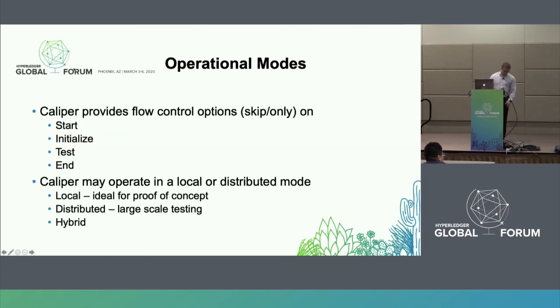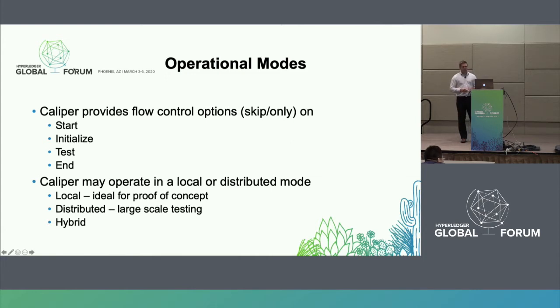So, operational modes. The default option for Caliper would be, say you use the CLI command, and it's essentially run the test. But if you want, you can break this down into phases. So Caliper would normally start up, it would initialize, so that would be standing up the network, deploying the smart contracts, and then we run a test, and then you do an end, which is the teardown situation.